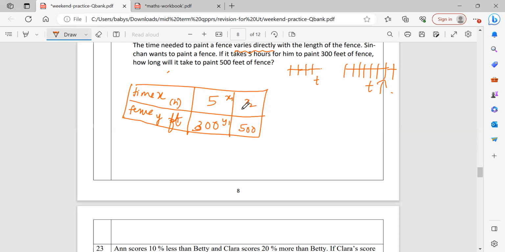Time, I don't know. That is x2, which is the unknown here, question mark I'm putting. Y2 is 500 feet. So it's in direct proportion, isn't it? It's direct variation. So it will be x1 divided by y1 is equal to x2 divided by y2.